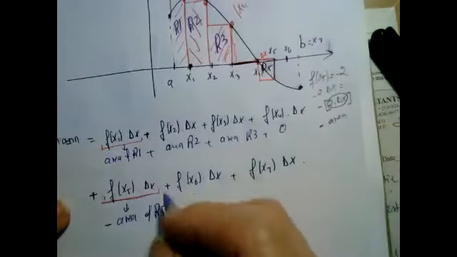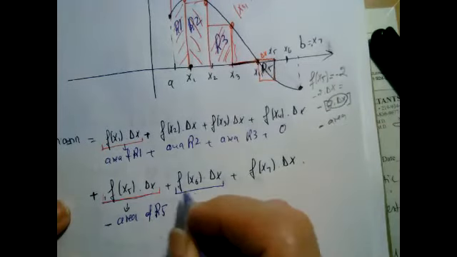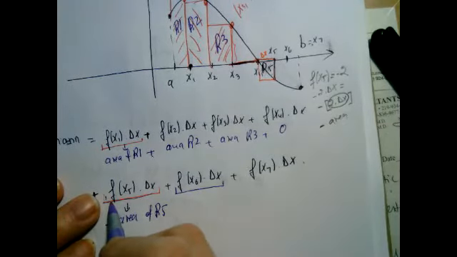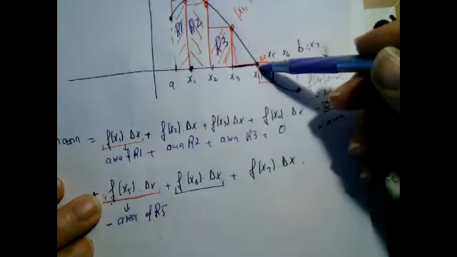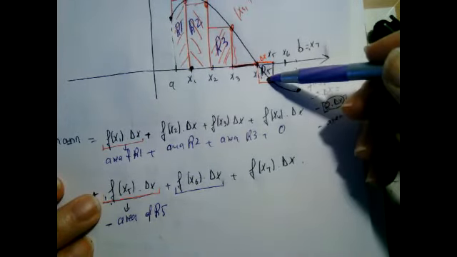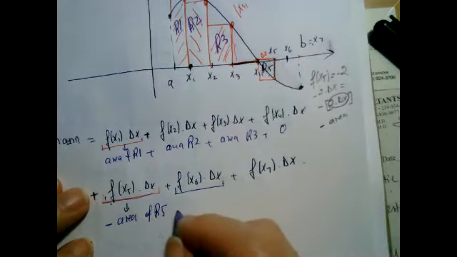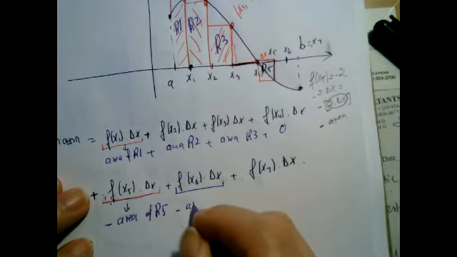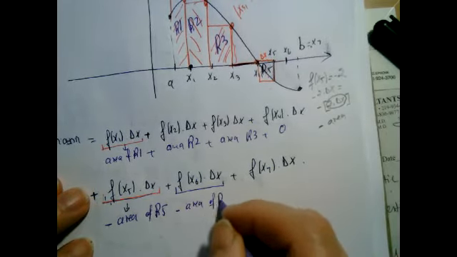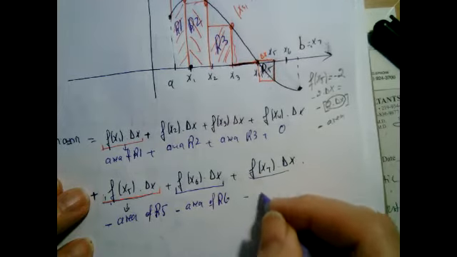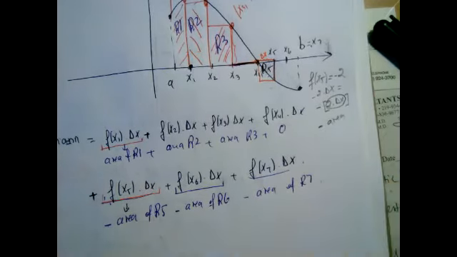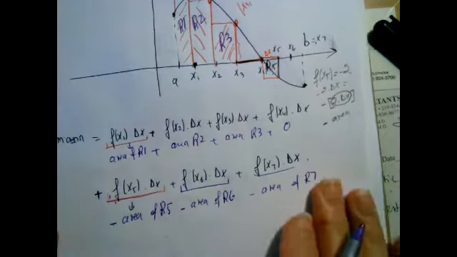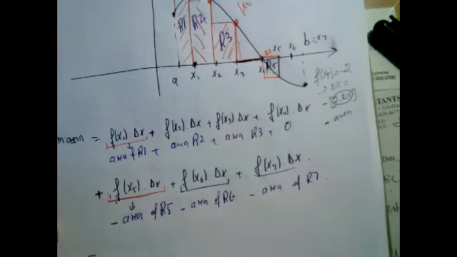The same for f of x6, because f is negative here. So when the function takes a negative value, f of x5 times delta x represents minus the area of this, not plus anymore. This is the same thing here. So this is minus the area of R6, and this is minus the area of R7. Because as you realize, I'm analyzing the Riemann sum because that's what the definite integral is about.